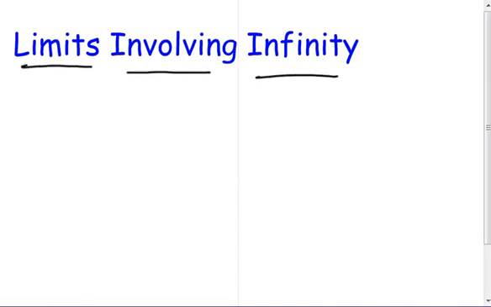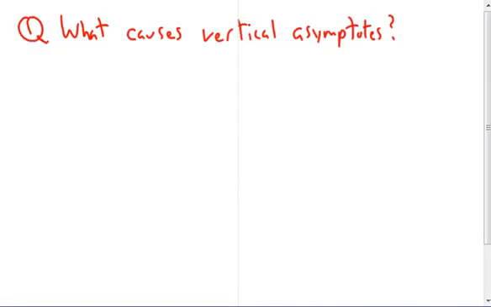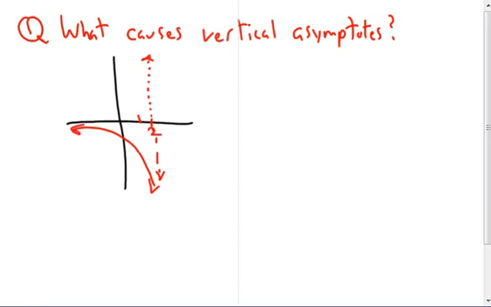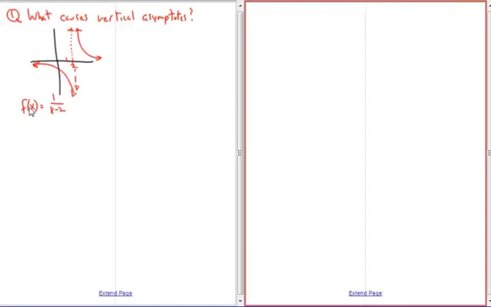Alright, so we are talking about limits involving infinity here. So first question, which is going to kind of get us started, is what causes vertical asymptotes? Asymptotes, that's a place where your function approaches infinity or negative infinity. So let's look at a function here. We've got coordinate axes, we've got an asymptote there at 2. And we'll write this down as f of x equals 1 over x minus 2.